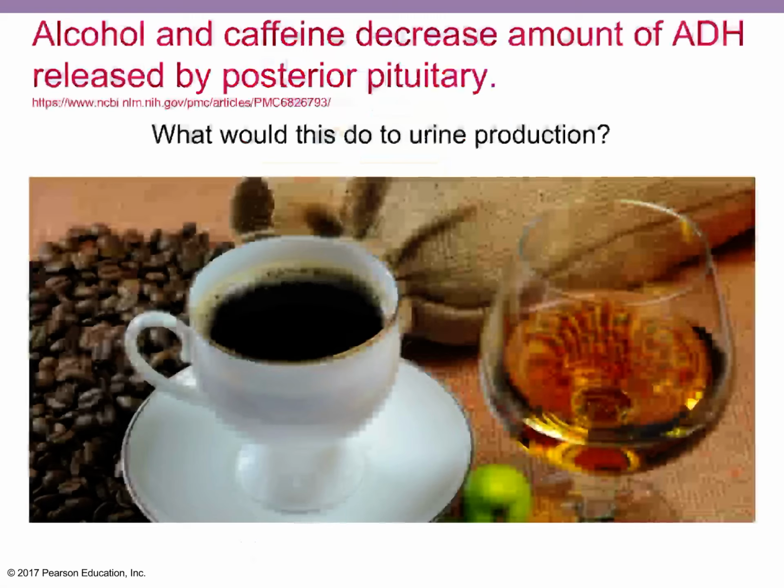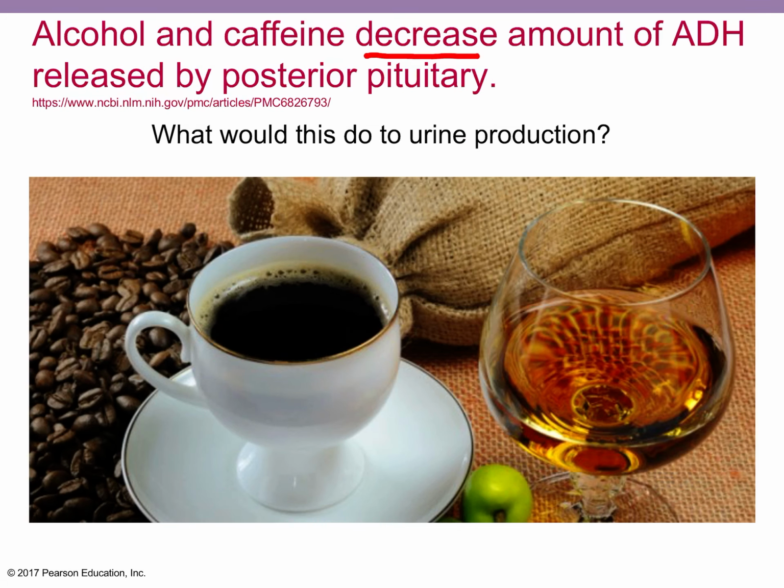And lastly, just a little bit about caffeine and alcohol. So both of these substances that we are coming across every day, or maybe drink every once in a while, they actually decrease the amount of antidiuretic hormone released by the posterior pituitary. So they inhibit how much ADH comes out. So what do you think this does to urine production? Right? It's going to stop putting your aquaporin type 2s on the DCT and also in the collecting duct. It's going to allow more water to be lost.